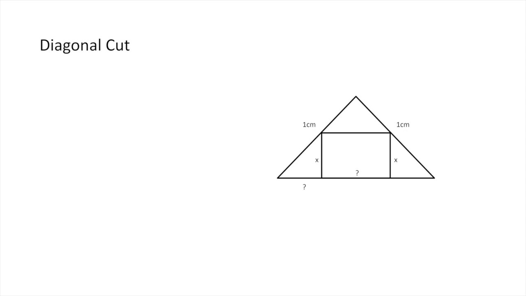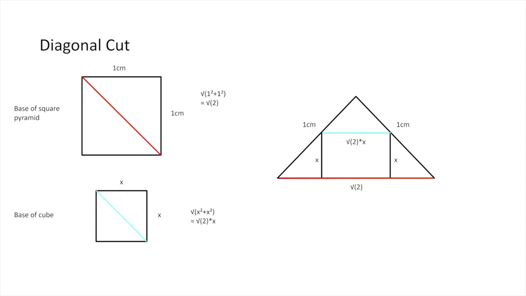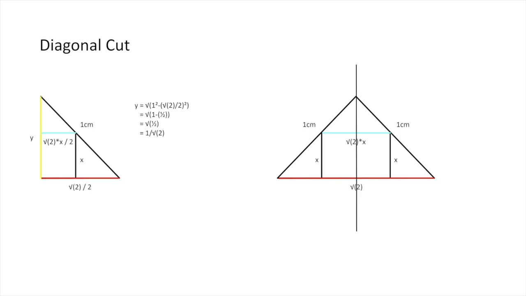And how can we find these? Well, we can go back to the square pyramid and the cube and look at the base, because these lengths here are just going to be the diagonals. So just draw out some diagrams, just squares, and then we can use Pythagoras to work out the length of the diagonals, which will be root 2 and root 2 times x.